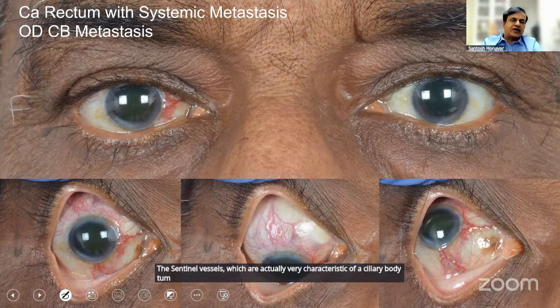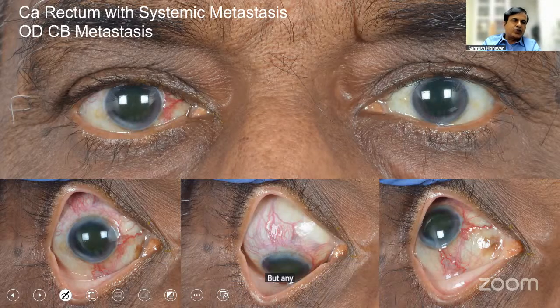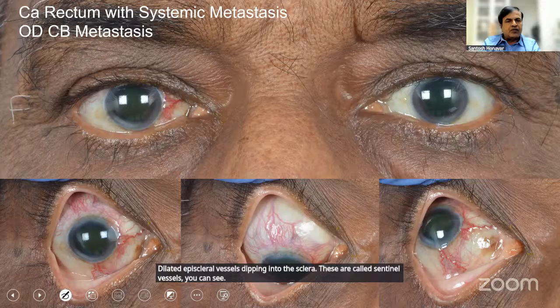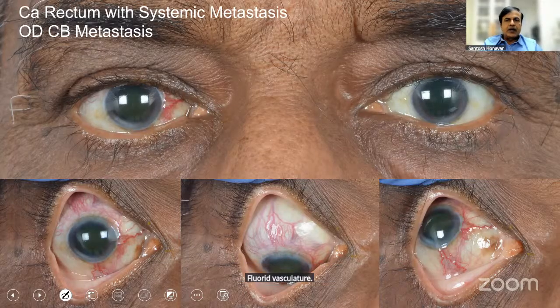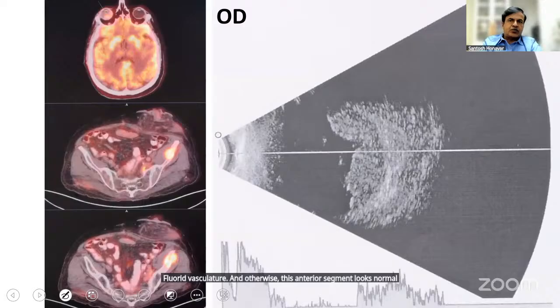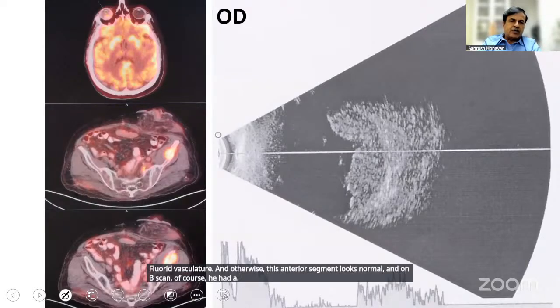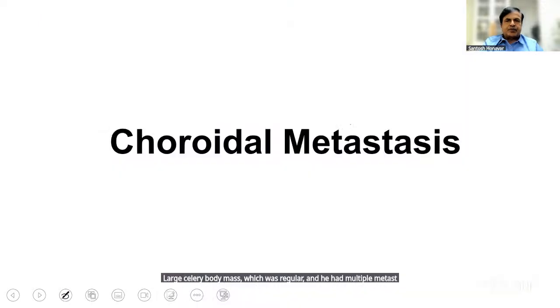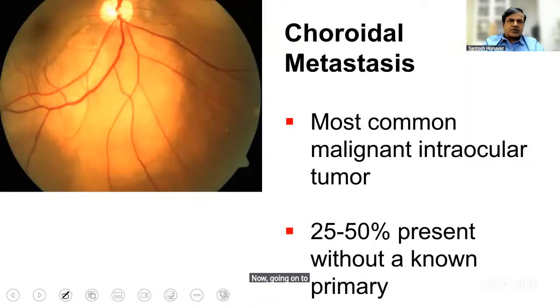They're very characteristic of a melanoma, ciliary body melanoma. But any ciliary body tumor which is vascular in nature will have these dilated episcleral vessels dipping into the sclera. These are called sentinel vessels. You can see florid vasculature, and otherwise his anterior segment looks normal. And on B scan, of course, he had a large ciliary body mass which was irregular, and he had multiple metastases as well. Now going on to choroidal metastasis.